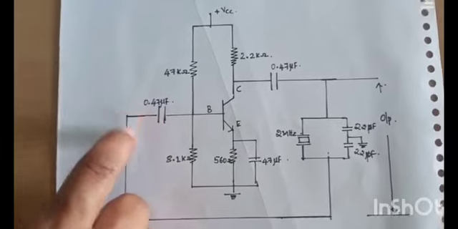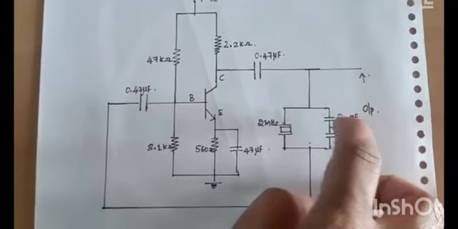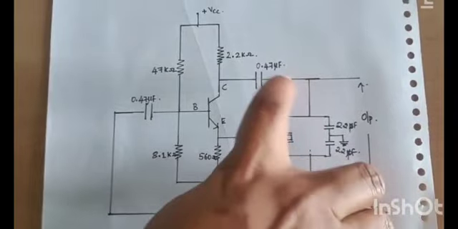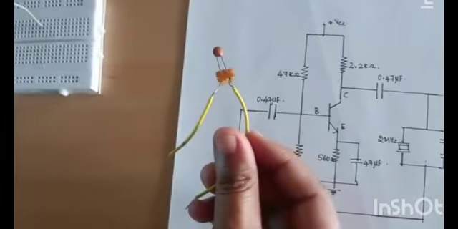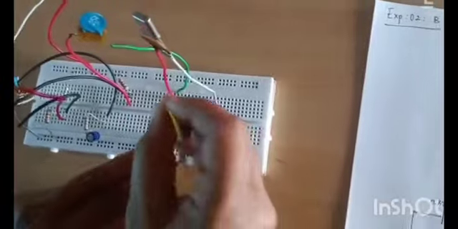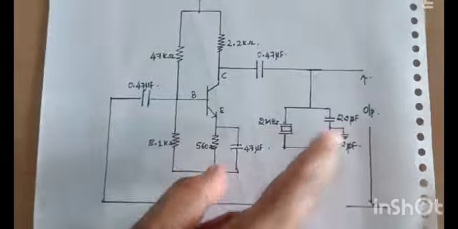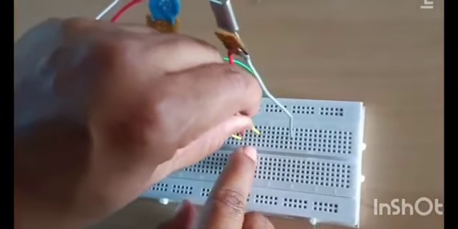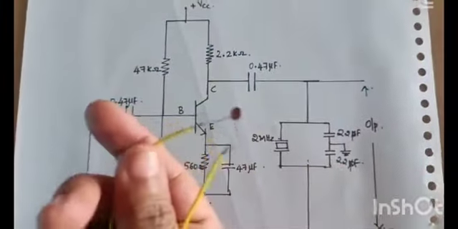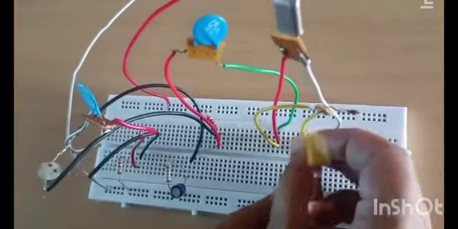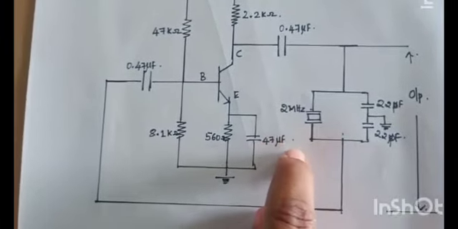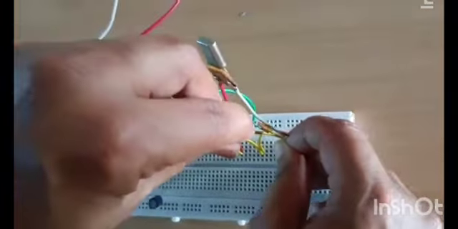From this end I need to give it back to the 0.47 microfarad, I'll do that later. Now we'll see the capacitor values. One end of this 22 picofarad capacitor is given here, and the other end is given to ground, so I'll use somewhere in between. Also in series we need to connect one more 22 picofarad, as you can see here. So I'll use one more 22 picofarad, and that has gone to the other end of the crystal, so I'm using it here.